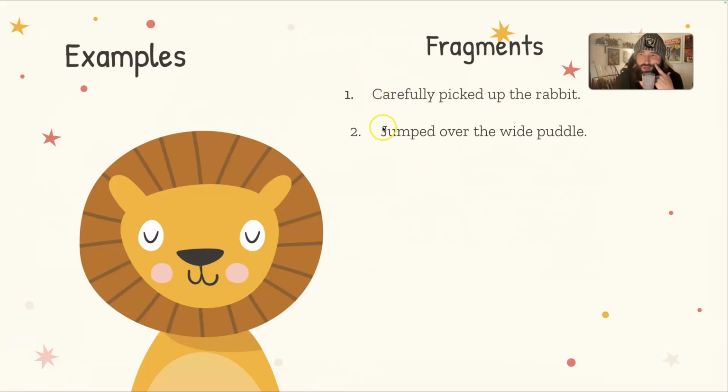Who is carefully picking up the rabbit? What or who is jumping over the wide puddle? The lively, fluffy rabbit. This is very descriptive of the rabbit, but what? What about the rabbit, right? So remember, this is missing a predicate.